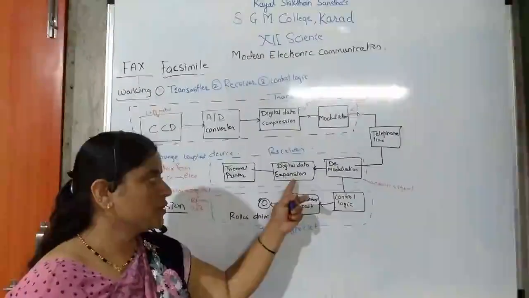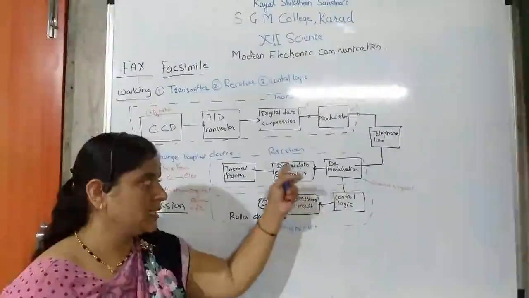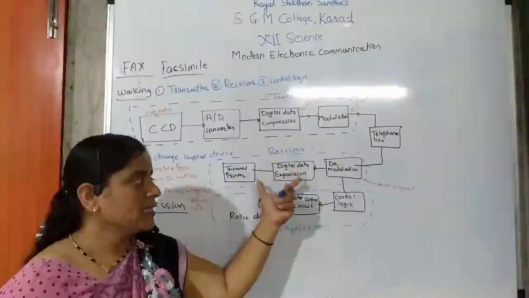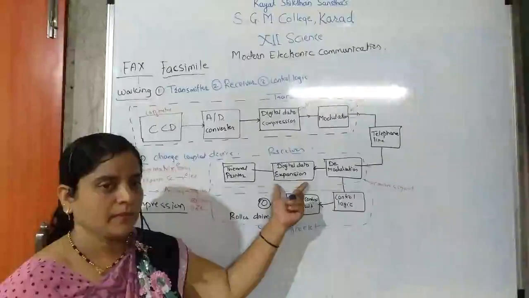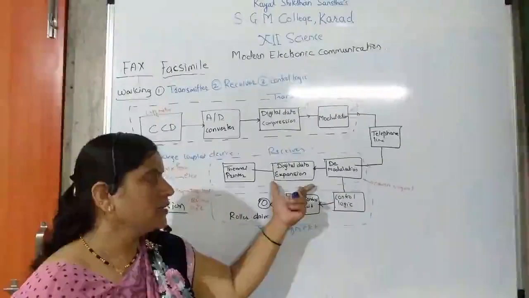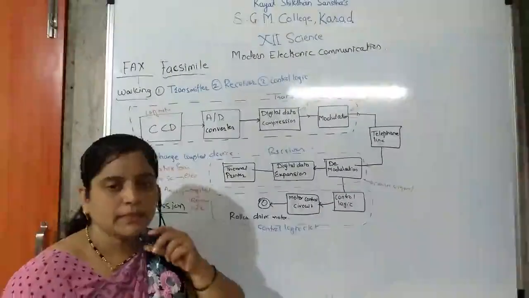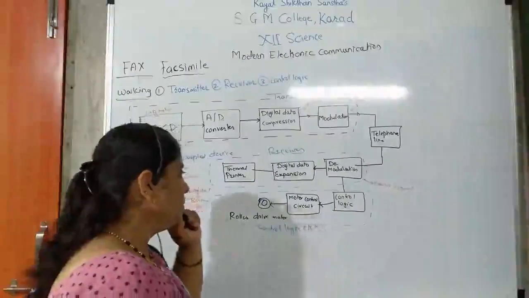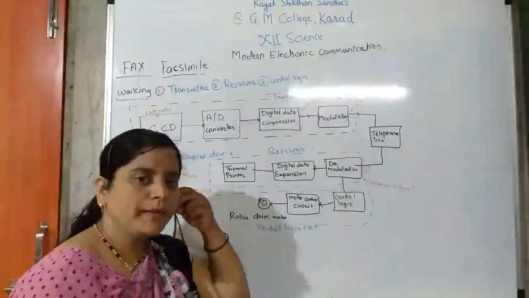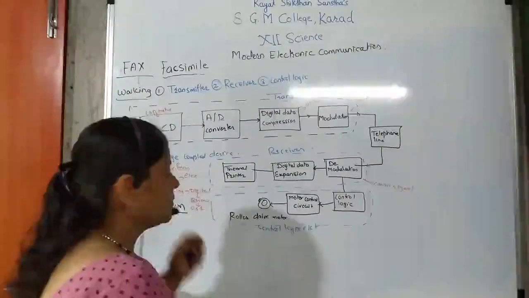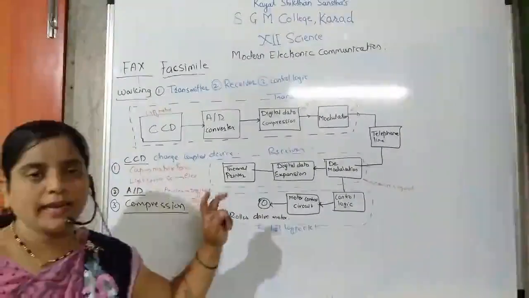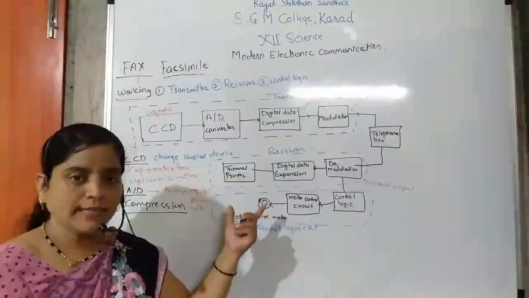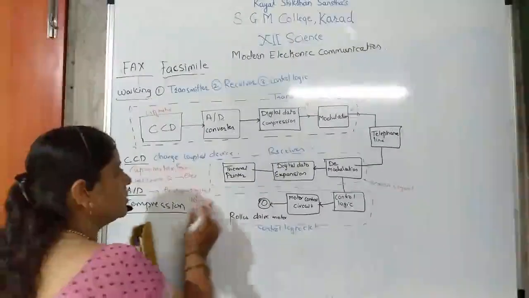After demodulation, it gives the signal to the digital data expansion. This digital data expansion expands the signal. How the signal was here, we get it here. Okay, so the data is expanded and given to the thermal printer. We know the printer now. So what is a thermal printer? Thermal means what? When the printer circuit is on, there is heat. What is the meaning of thermal?